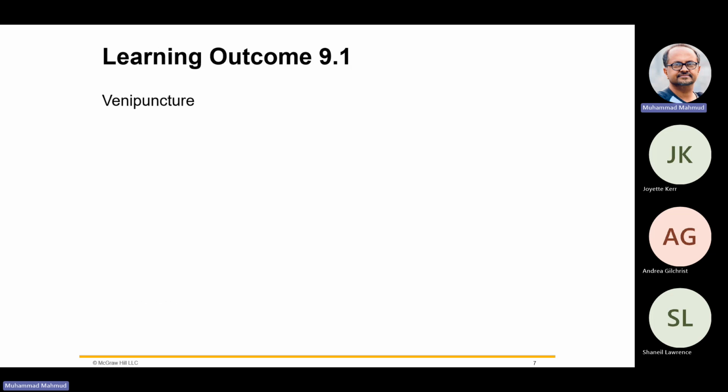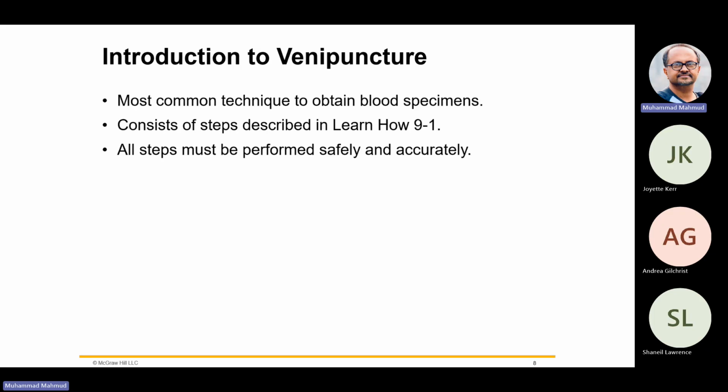The first topic is to know the word venipuncture. Phlebotomists use a variety of techniques to acquire blood specimens. The most common one is venipuncture. Routine venipuncture procedure consists of a series of detailed steps that must be performed safely and accurately. Adjustment to procedures may be required for patients whose blood is difficult to collect.